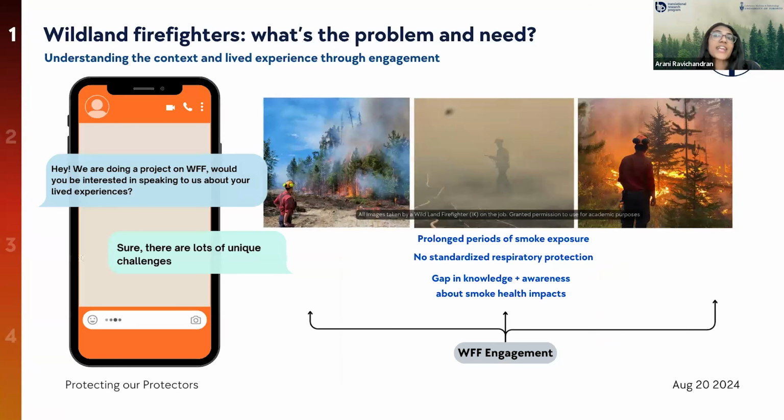We identified there is an urgent and significant need to protect the health and well-being of wildland firefighters. Currently there is no standardized respiratory protection for wildland firefighting under the NFPA standard, which is the National Fire Protection Association. As such, there is little to no uptake of respiratory protection, leaving wildland firefighters exposed to the hazards of smoke for prolonged periods of time during their duties. We also identified areas of improvement for awareness and knowledge sharing of the health impacts of smoke pollution.